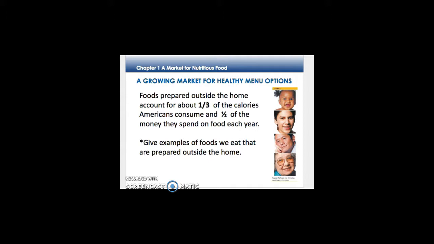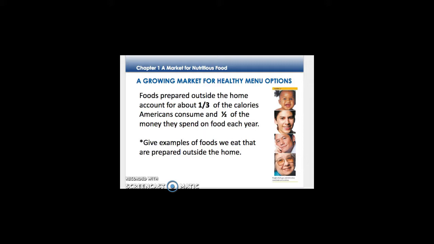And so if you're going out to eat, restaurants and other food service establishments afford people the chance to experience new tastes and have new favorite foods. Eating out at restaurants and other food service operations has become an enjoyable part of the American lifestyle. Nowadays, we have a lot of food being prepared outside of the home, and about 1/3 of the calories Americans consume and 1/2 of the money they spend on food each year comes from dining out.